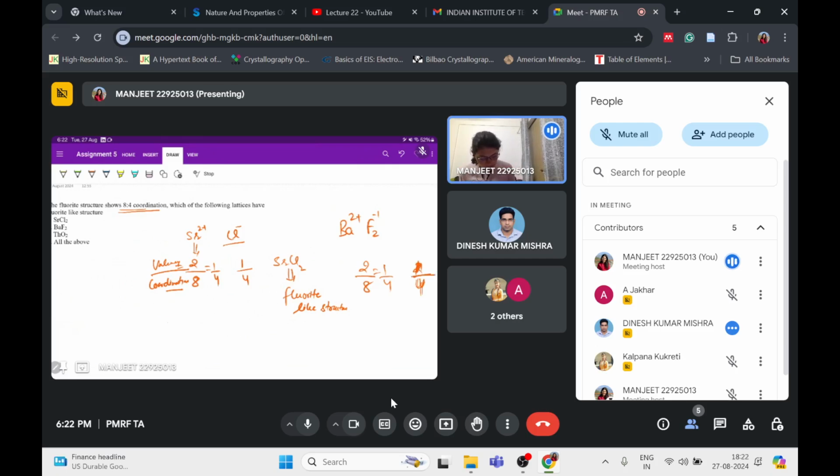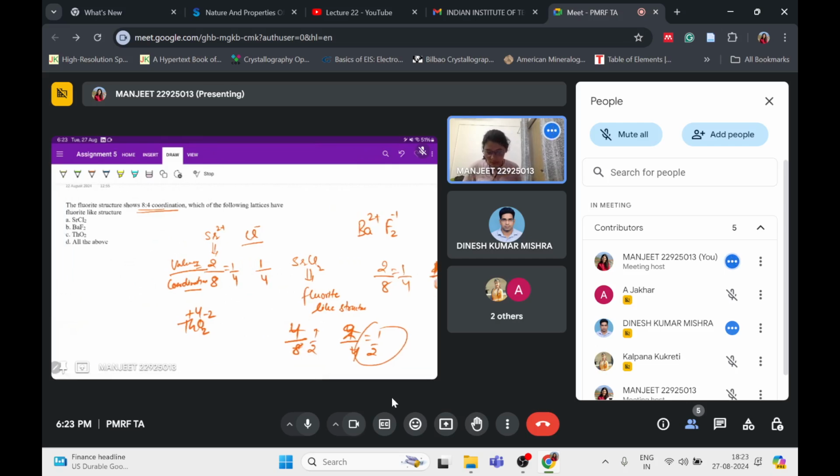For thorium oxide, it exists as +4 and -2. This is 4 divided by 8, which is 1/2, and 2 divided by 4, which is also 1/2. So all of them have the fluorite-like structure. The different compounds having the form AX2 generally have the fluorite-like structure, and these are the examples.